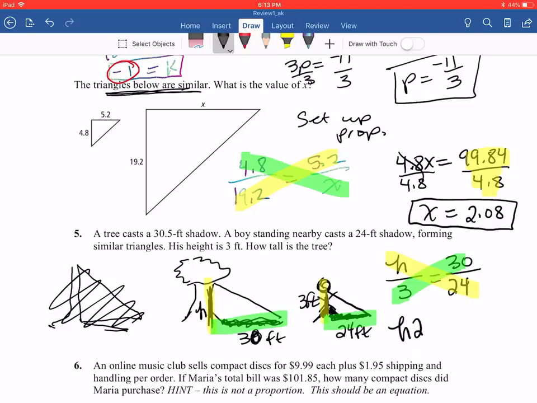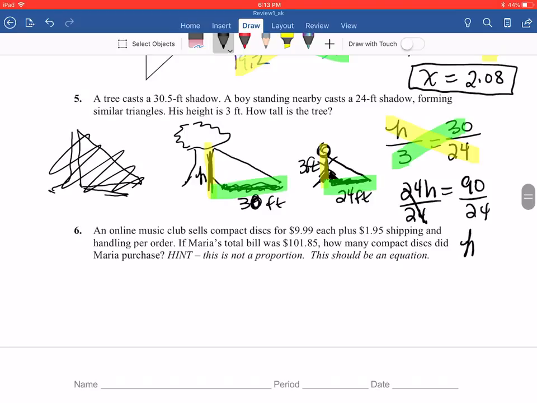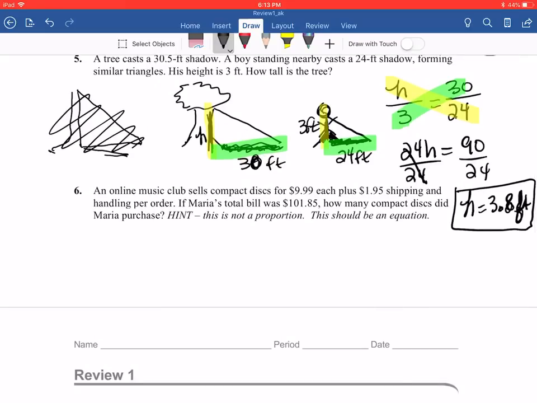So that's going to be h times 24. Let's do this correctly. That should be 24h is equal to 30 times 3 will give us 90. We're going to divide by 24, divide by 24. So then h is going to be 90 divided by 24 will give us 3.75. So the height of the tree is 3.8 feet. So it's a really short tree. That's okay. We have really short trees. That can happen. That is our answer. 3.8 feet.